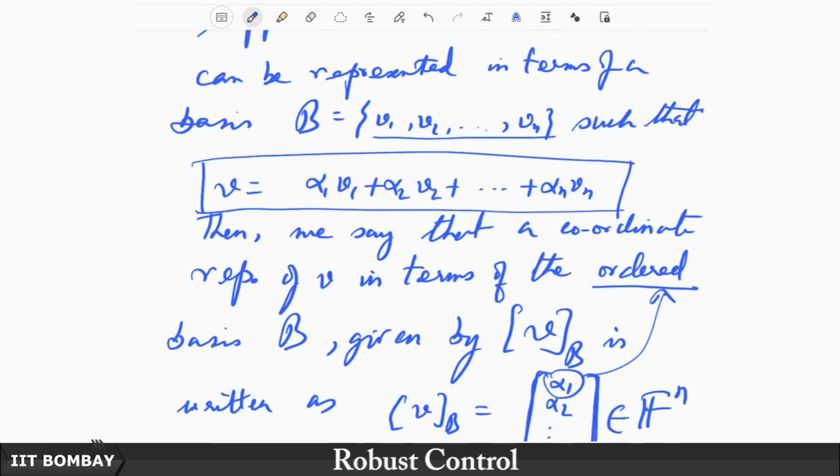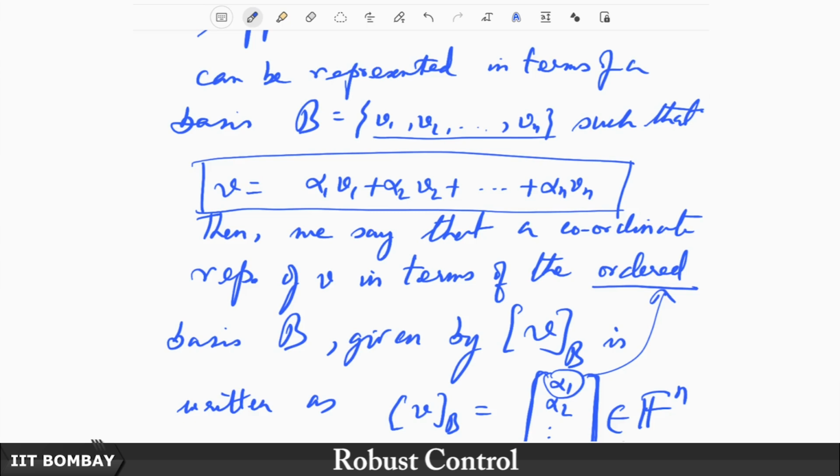Why should it be unique? So just as an exercise, you try this out. Let V be represented as alpha 1 V1 plus alpha 2 V2 plus dot dot dot till alpha n Vn. Suppose there is another alternate representation, say alpha 1 bar V1 plus alpha 2 bar V2 plus dot dot dot till alpha n bar Vn. Then what would be the case? You can equate them. So on one side you have alpha 1 V1 plus alpha 2 V2 plus dot dot dot till alpha n Vn. On the other side of the equality you have alpha 1 bar V1, alpha 2 bar V2, alpha 3 bar V3, so on till alpha n bar Vn, right.